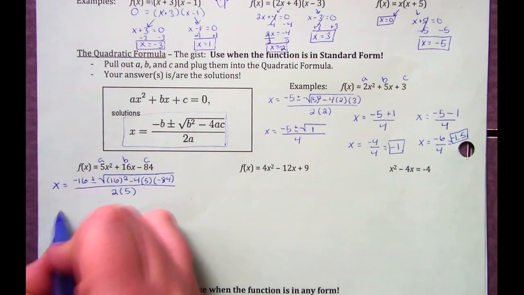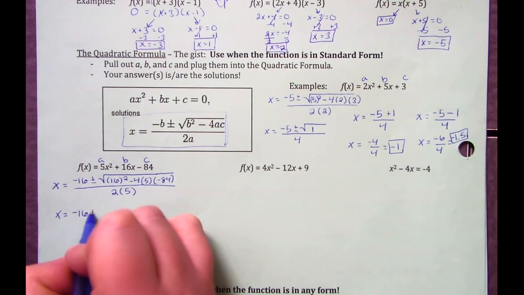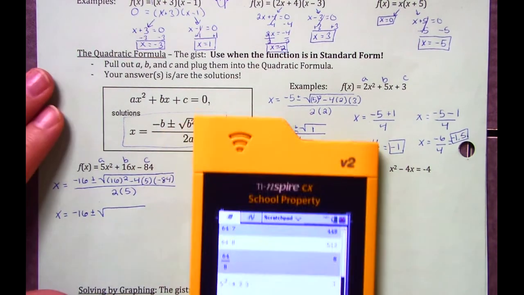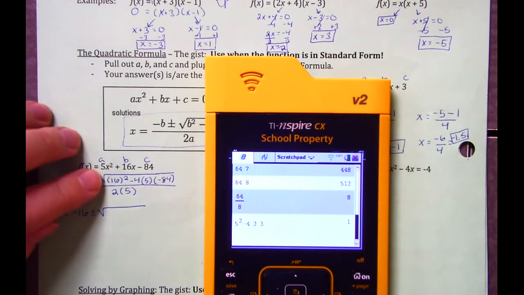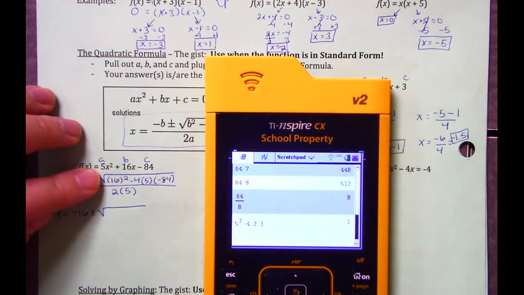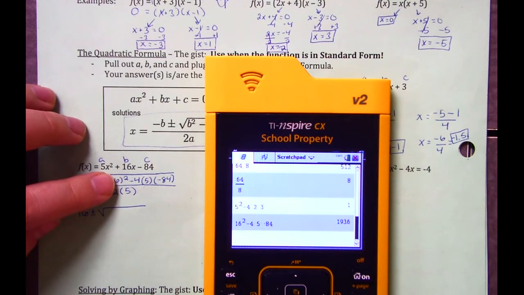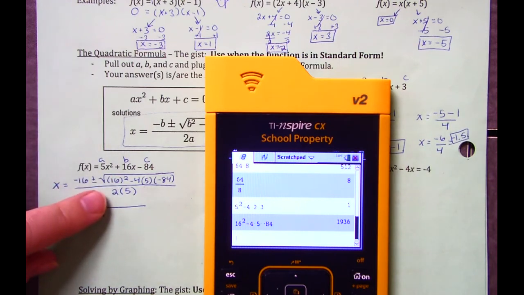And then I just simplify. So x equals negative 16 plus or minus the square root, and I'm going to take my calculator, and I'm just going to plug in what is underneath here to figure out what that is. So parentheses 16 squared minus 4, put the 5 in parentheses, times 5, and then times negative 84. I'm going to put that in parentheses also. And it equals 1,936.